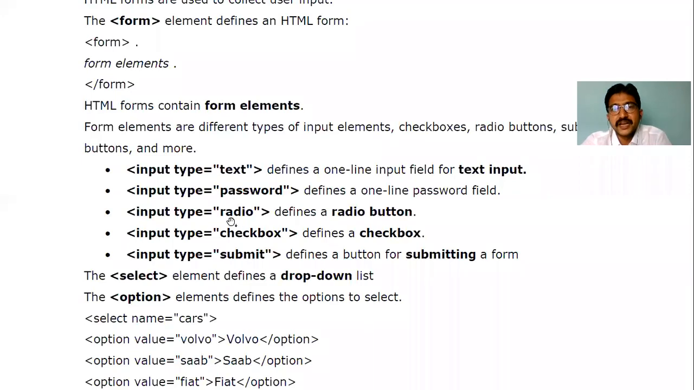When you want to insert a radio button, you can use type equal to radio. When you want to insert a checkbox, type equal to checkbox, where type is an attribute and input is a tag. When you want a submit button, like the buttons we have, such as submit, sign in, or create an account, you use type equal to submit. Or else, instead of that, you can use the button tag itself.